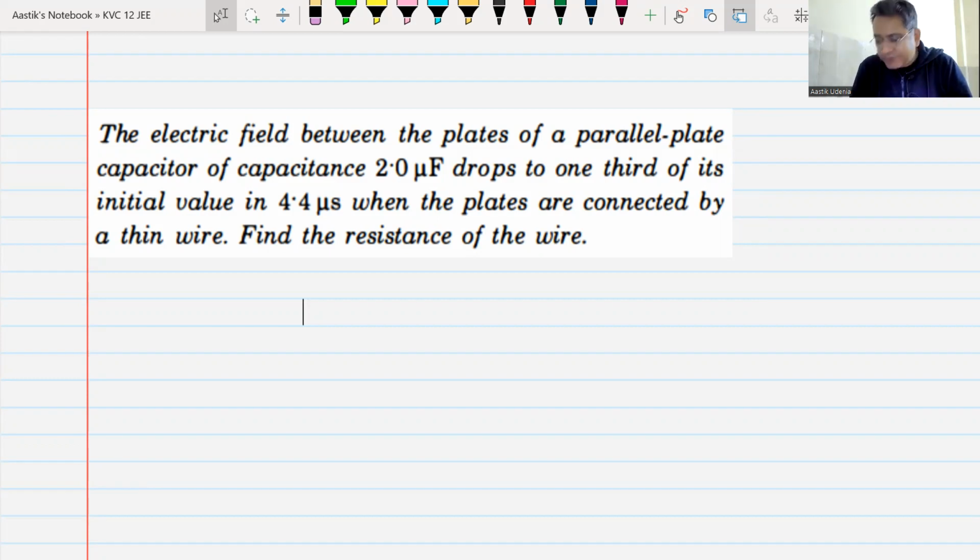So in which category does this question lie? Does it lie in the category of charging of a capacitor, or in the category of discharging of a capacitor? Is the capacitor getting charged or discharged? Discharge.